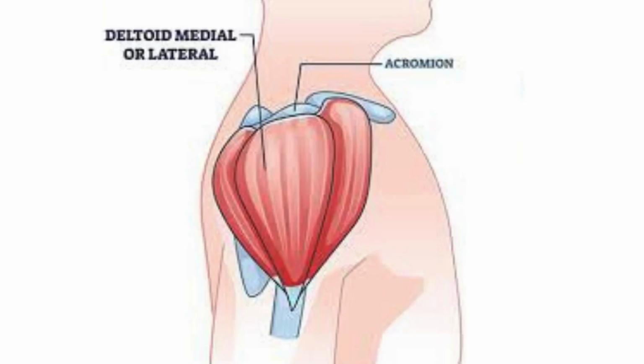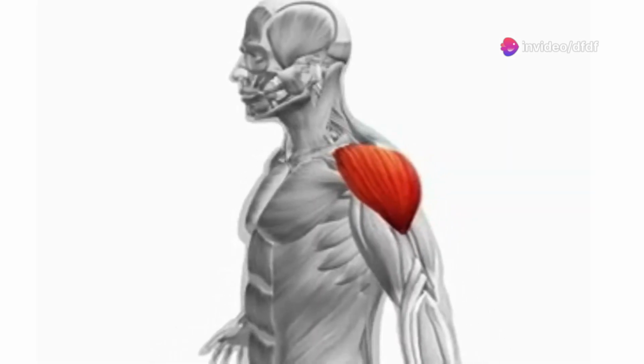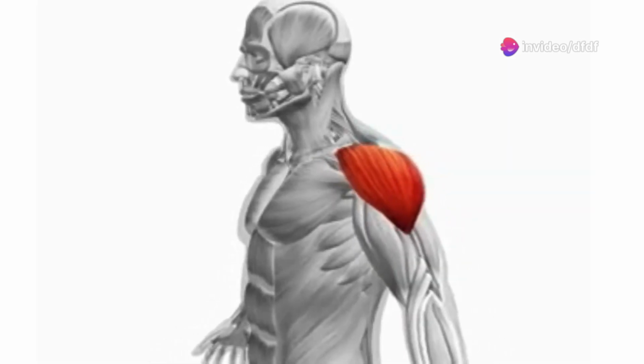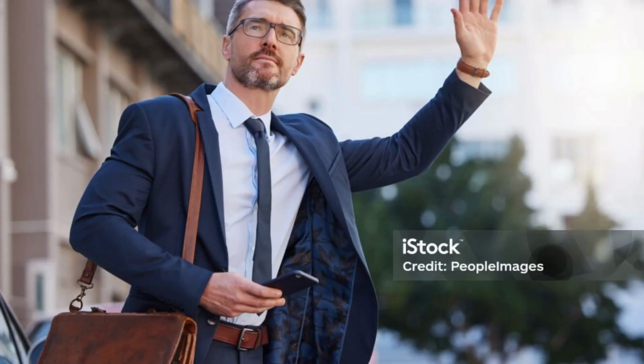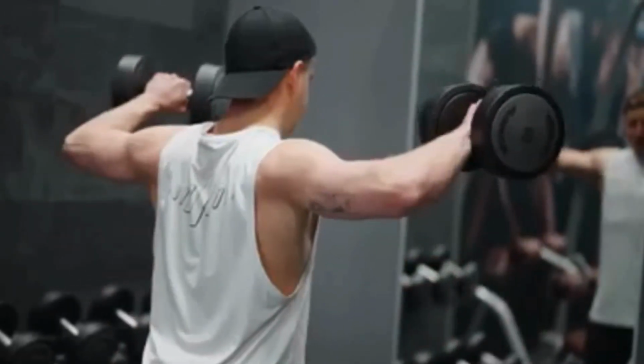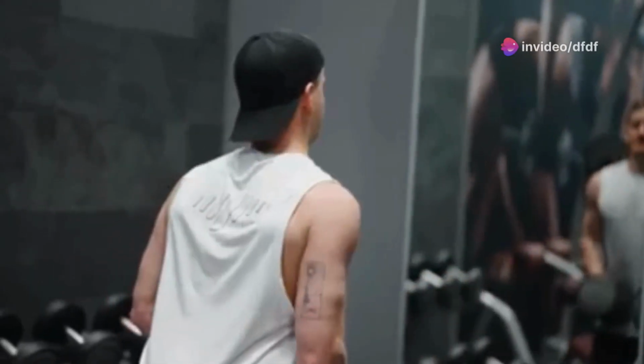Moving laterally, we encounter the medial deltoids. These are situated on the side of the shoulder. The medial deltoids are crucial for abducting the arm, which is the movement of lifting your arm away from your body. Whether you're flagging down a taxi or performing a side lateral raise, these muscles ensure your arm can reach out comfortably.